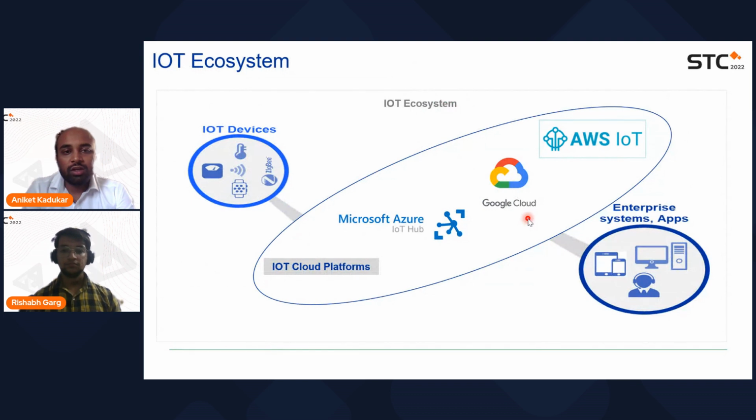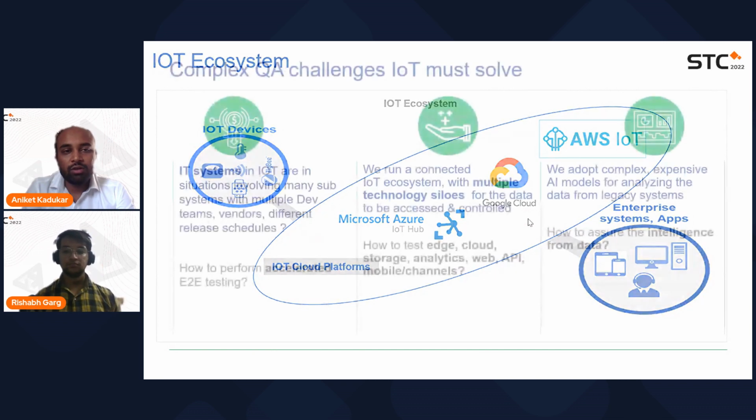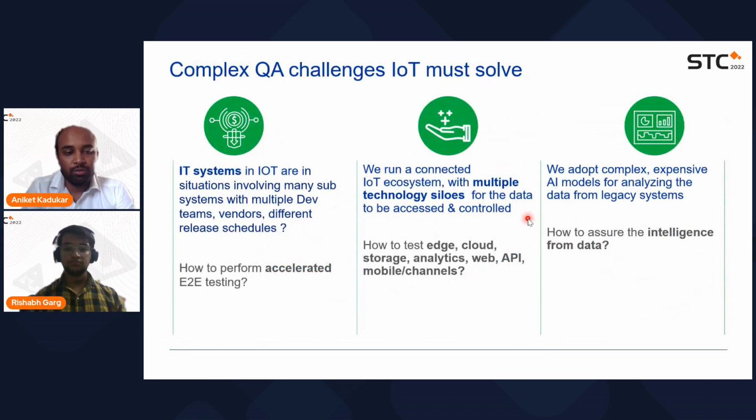Since this IoT ecosystem consists of lots of different components, it has some complex QA challenges that we must solve. The first QA challenge is how to perform accelerated end-to-end testing. If we see the market right now, there is no particular end-to-end automation testing framework available to test a whole end-to-end IoT application. So this is one challenge.